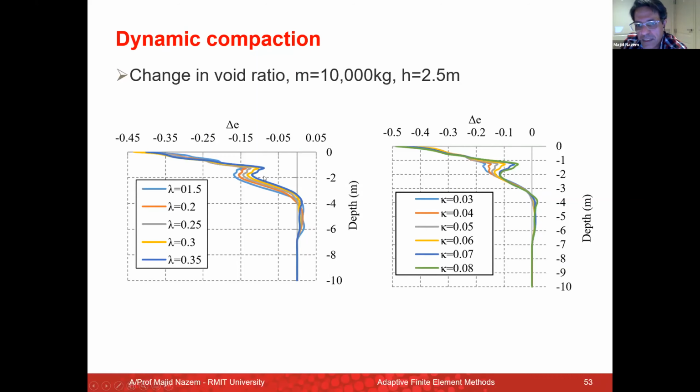A significant observation is that the majority of soil improvement, or let's say densification or changes in void ratio, occurs within 2 meters below the ground surface. And surprisingly, 2 meters is the diameter of the pounder. There are some changes between 2 and 4 meters, but after 4 meters, basically you can't observe any significant changes in the void ratio.